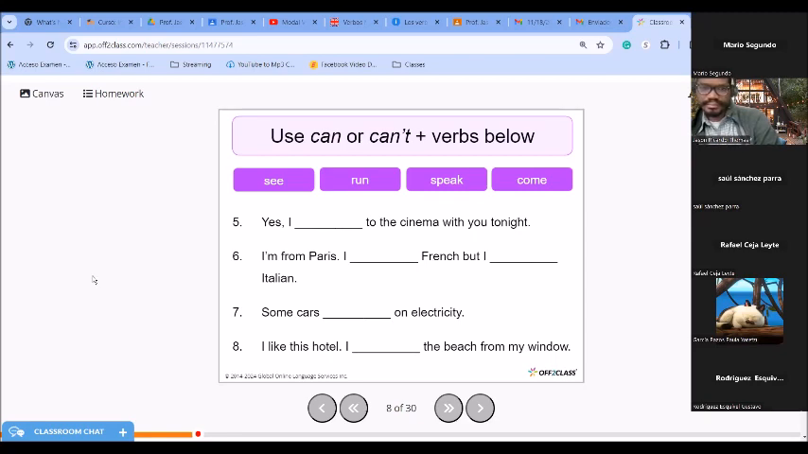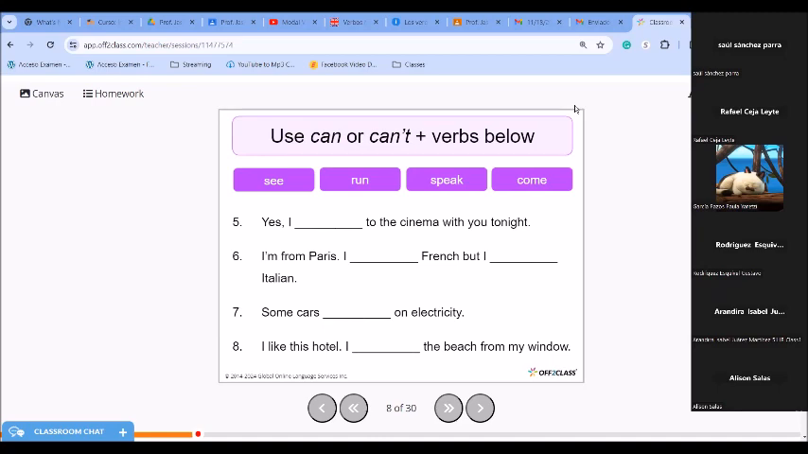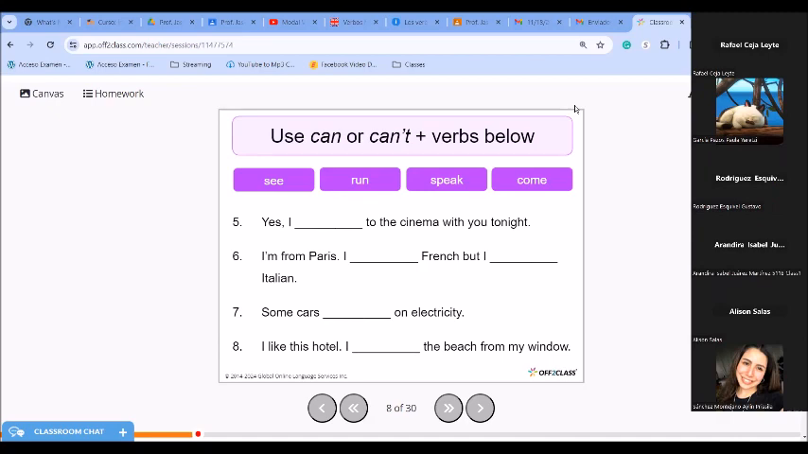Yes, I can come to the cinema with you tonight. All right. I'm just going to change the screen to see some more people. Leslie, you again. I'm from Paris. I can speak French, but I can't speak Italian. Exactly. Perfect.